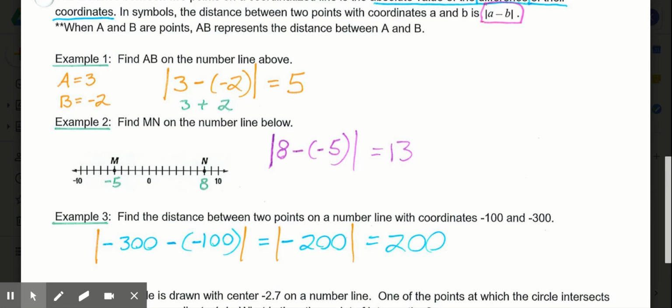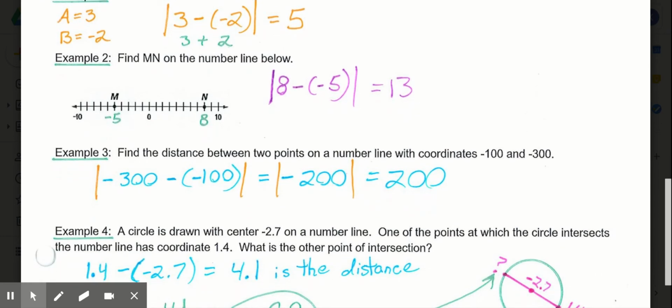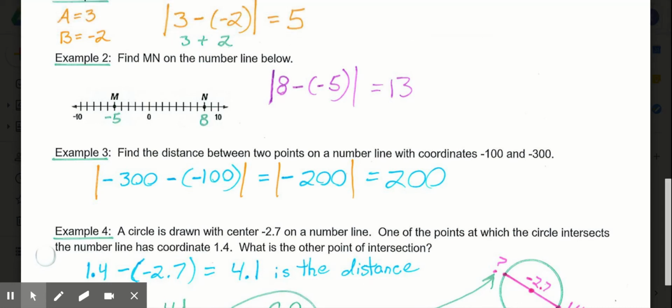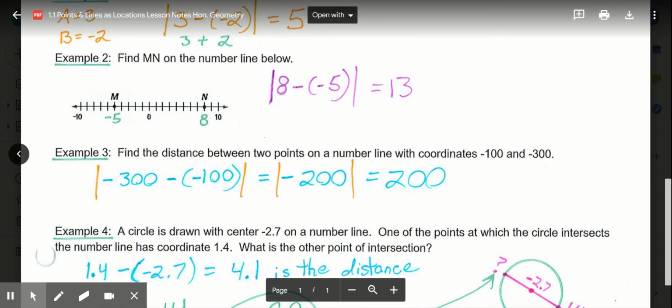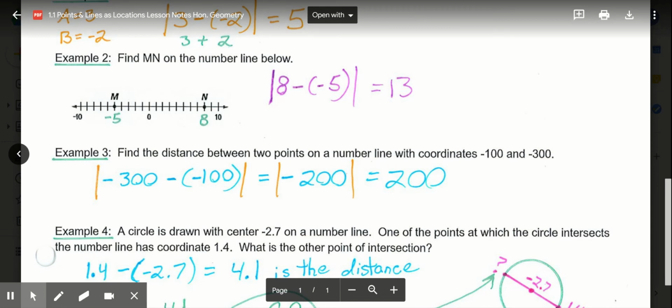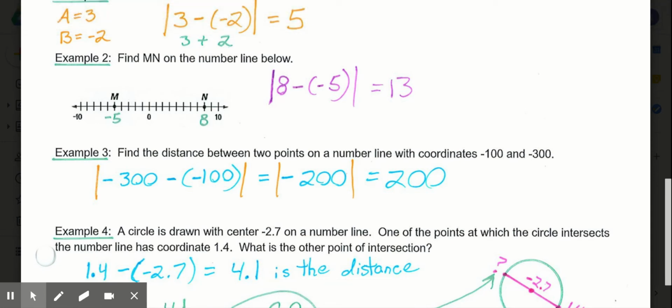In example 3, find the distance between 2 points on a number line with the coordinates of -100 and -300. I'm going to take my -300 minus my -100, inside the absolute value. So -300, getting 100 back, would be -200, and then the absolute value of -200 gives us +200. So our distance would be 200 units.